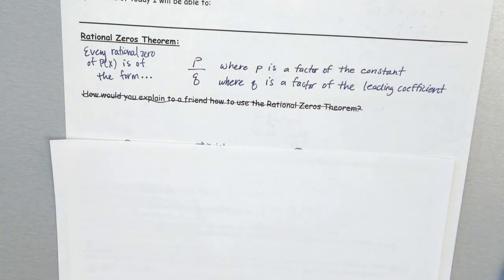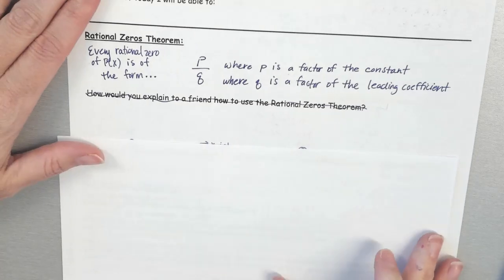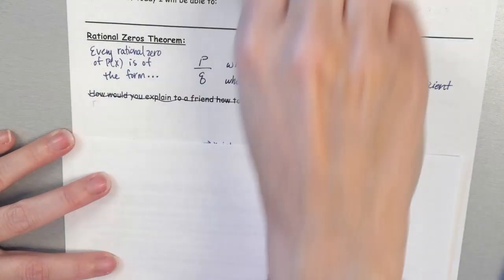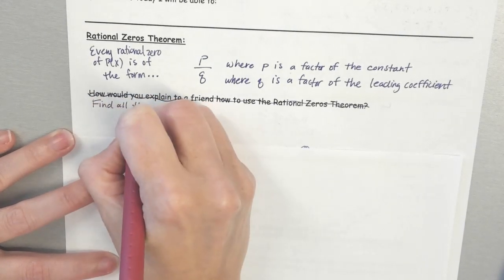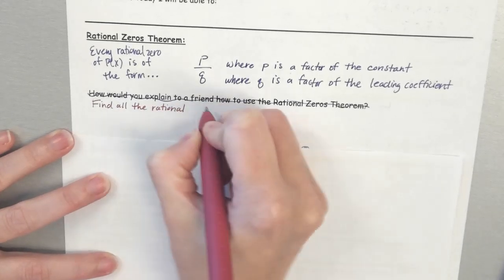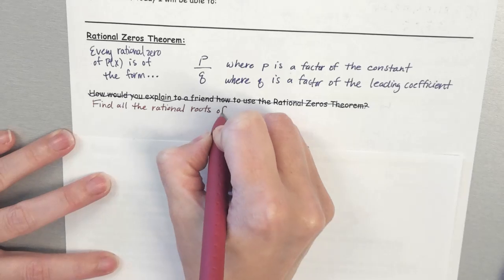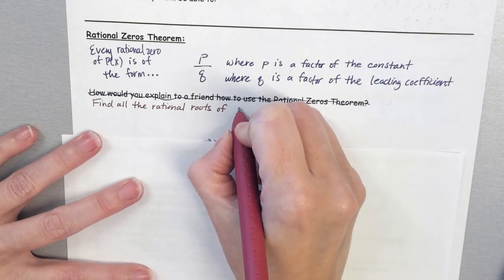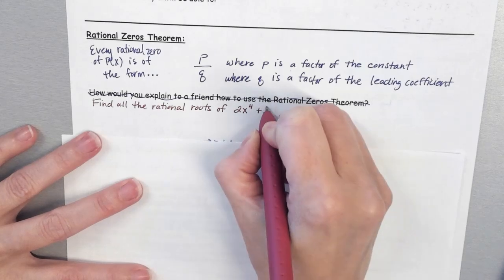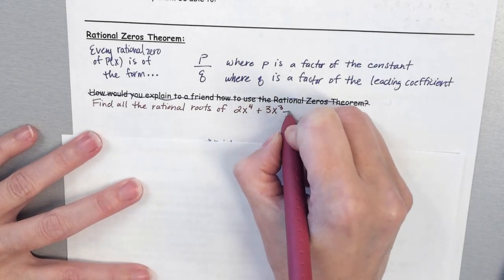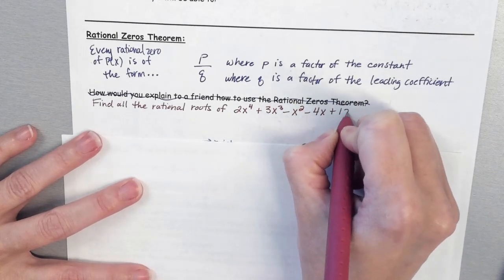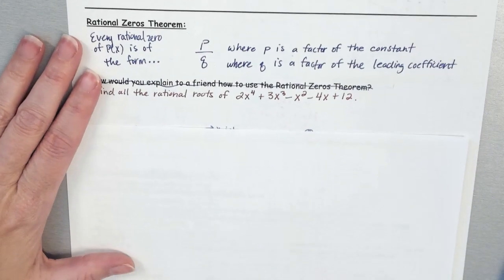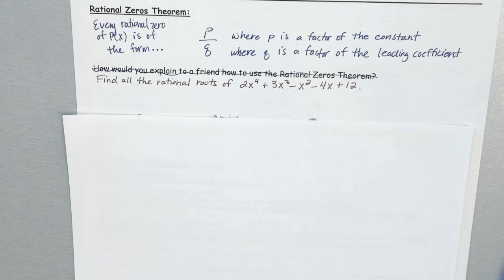So for the rational roots theorem, okay, I'm going to have you find all the rational roots of 2x to the fourth plus 3x cubed minus x squared minus 4x plus 12. So we're going to find all the rational roots of 2x to the fourth plus 3x cubed minus x squared minus 4x plus 12.